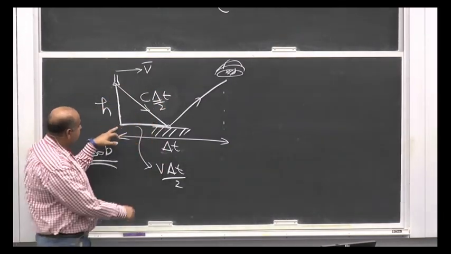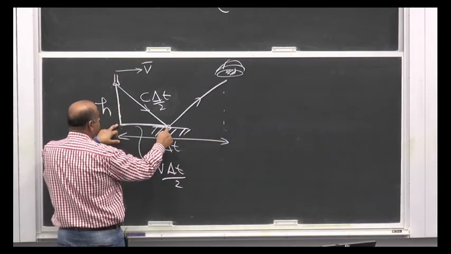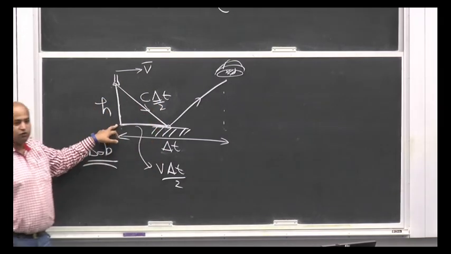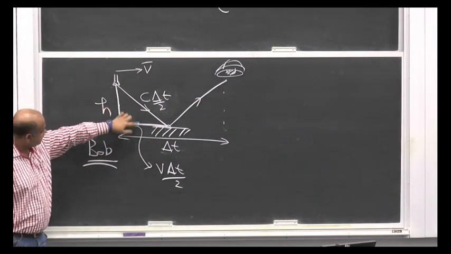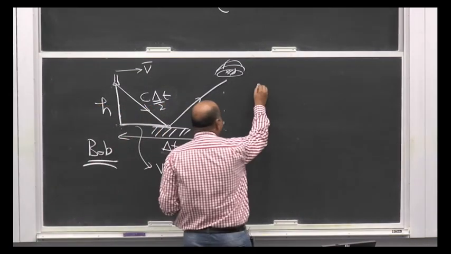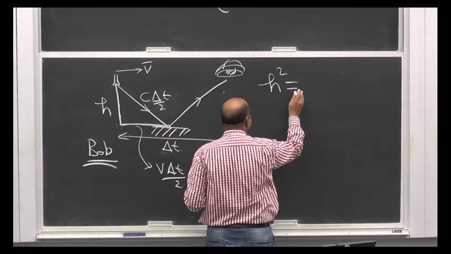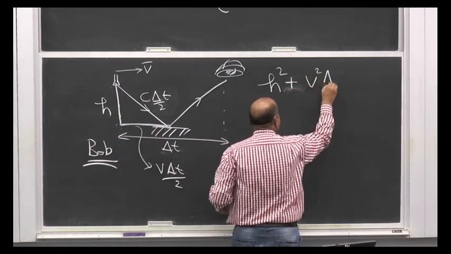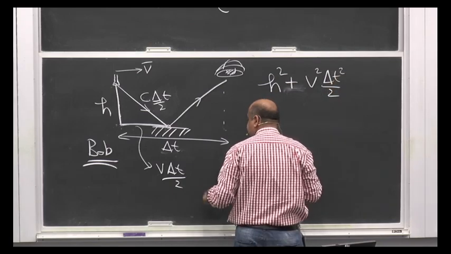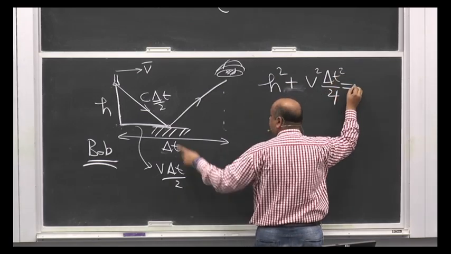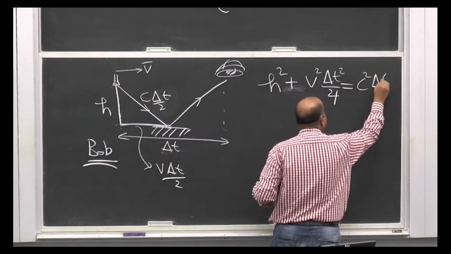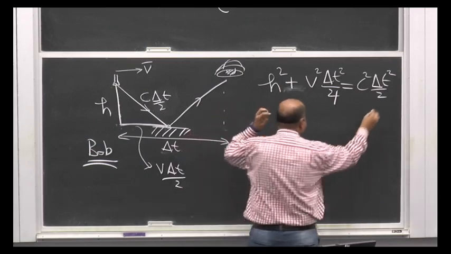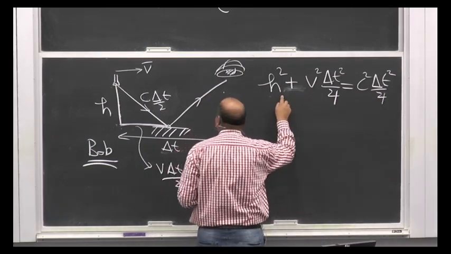Because if this is the time delta T, this is delta T by 2, so the light came from here to here, so this is delta T by 2, so this is C delta T by 2. So now look at this triangle, and we can see that h square plus v square delta T square by 4 should be equal to C square delta T square by 4.